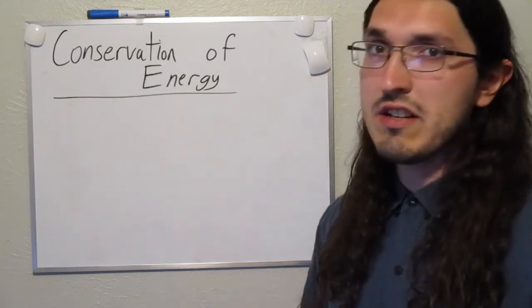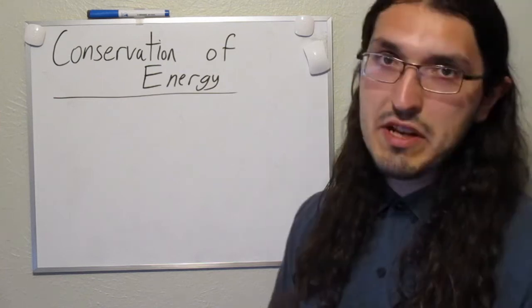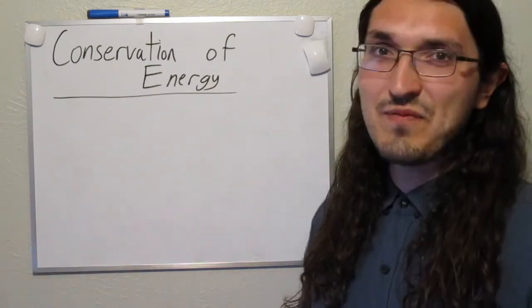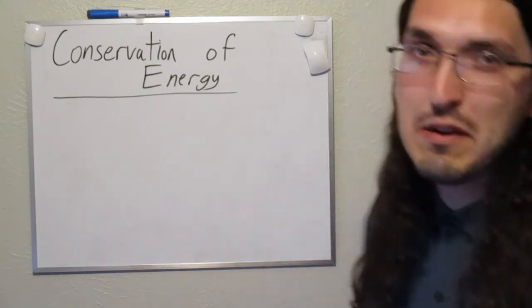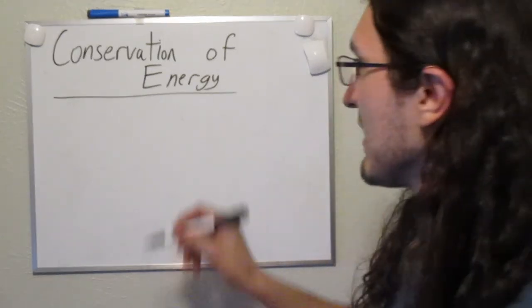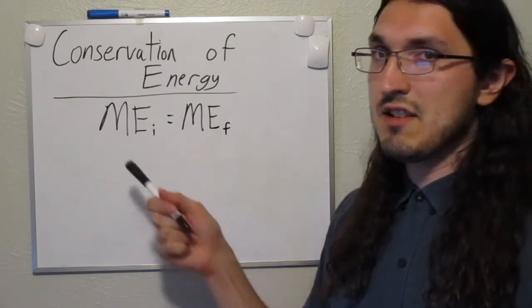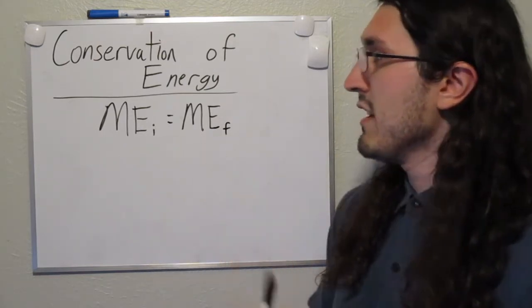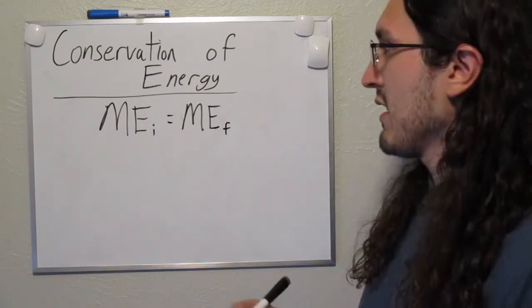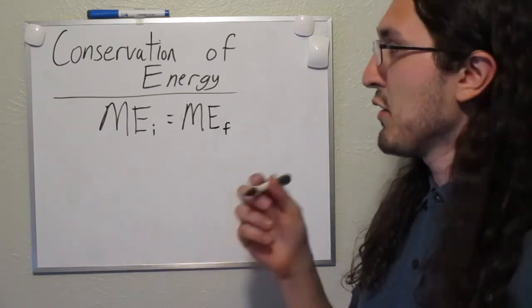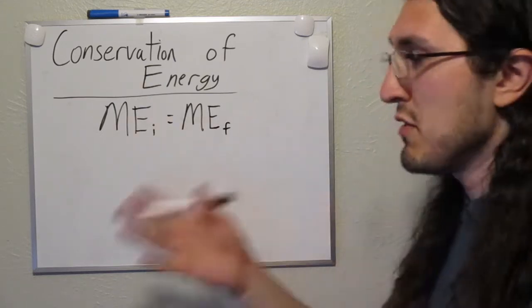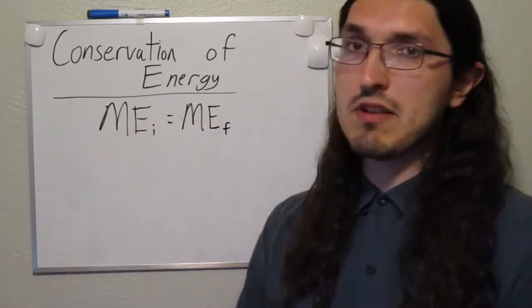Previously you have heard me mention the conservation of energy, and I stated that the law of conservation of energy says that energy cannot be created or destroyed, it can only be transformed between different types of energy. The way we can write that concept into an equation looks like this. Here I've written the initial mechanical energy is equal to the final mechanical energy in a given process. Basically what this is saying is that the total energy before a process occurs is equal to the final energy after a process occurs.